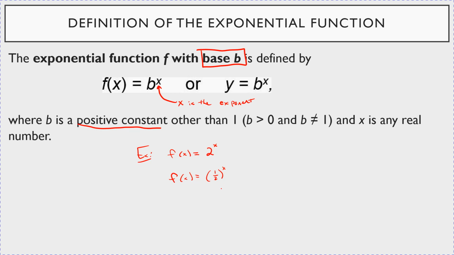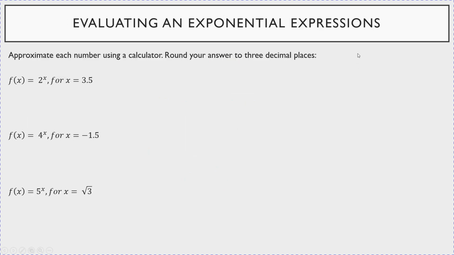All right, so for the next parts here, we're going to be using our calculator quite a bit, so have that handy. Your graphing calculator, or any scientific calculator, would be fine here. Let's talk about how you evaluate exponential expressions or functions. Let's approximate each using a calculator, and let's round to 3 decimal places. I've got my function f of x is equal to 2 to the x, and I want to evaluate it for x is equal to 3.5.